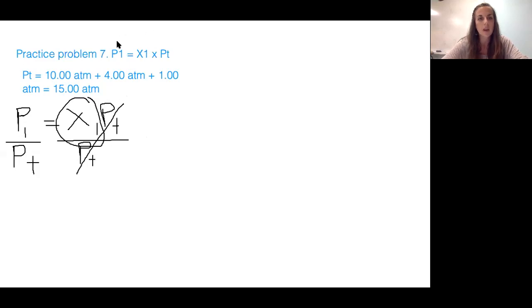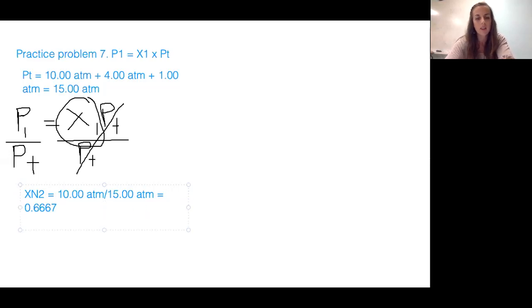Okay, so I'm going to type it out. It seems to work a little better. So the mole fraction for, let's start with nitrogen, because that's the first one they gave us, and that's N2, is equal to the pressure of nitrogen, which was 10, divided by the total pressure, which was 15. And that's going to equal 0.6667 if you round.